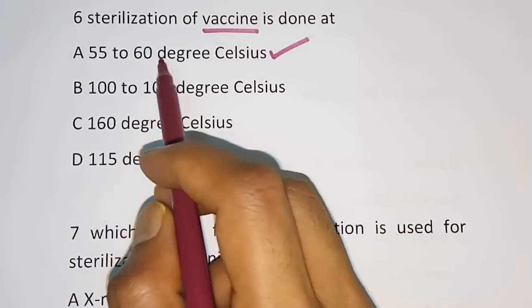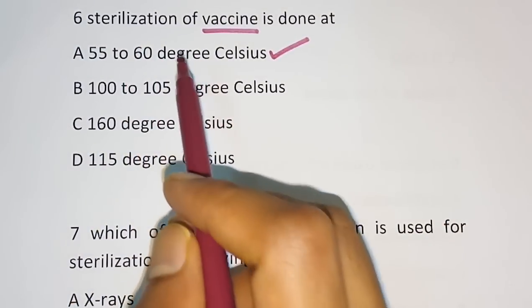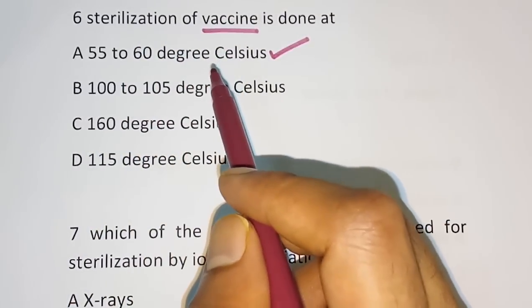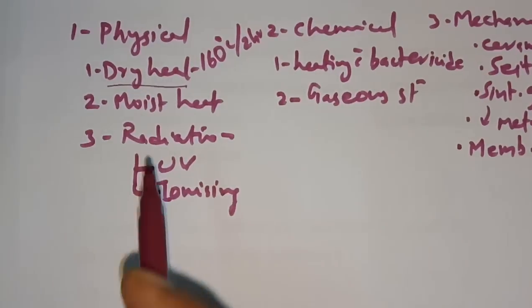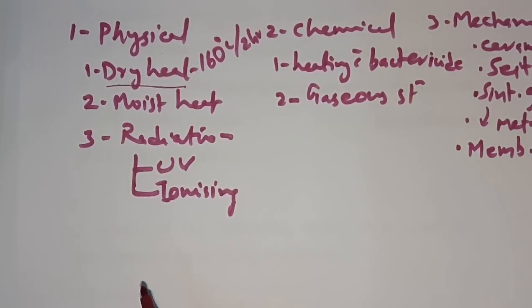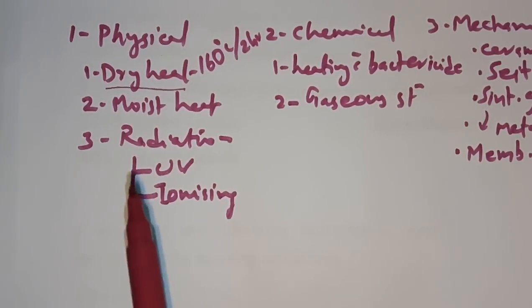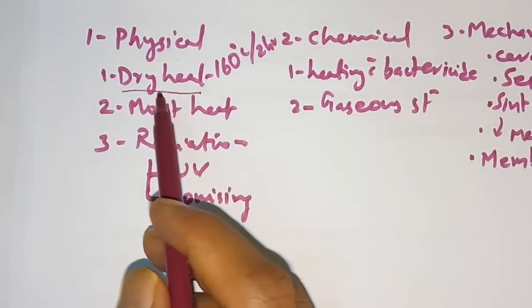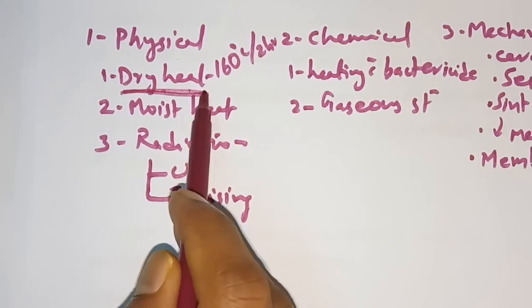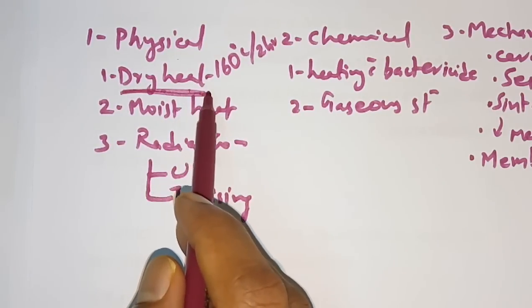Question number 6, option A is the correct answer. Now we will see some important points regarding sterilization by physical method, that is dry heat sterilization. What are the materials sterilized using this dry heat sterilization, or using a hot air oven?